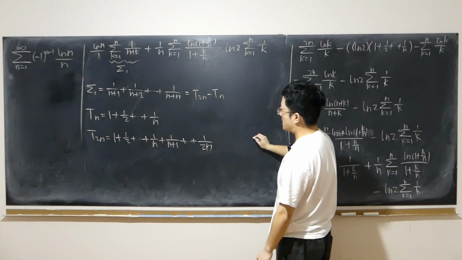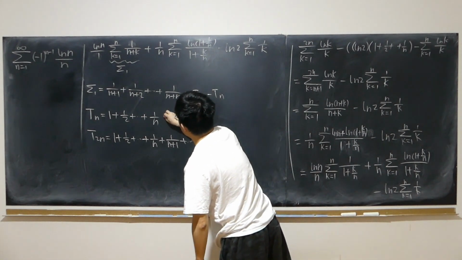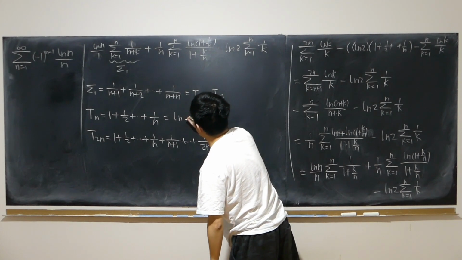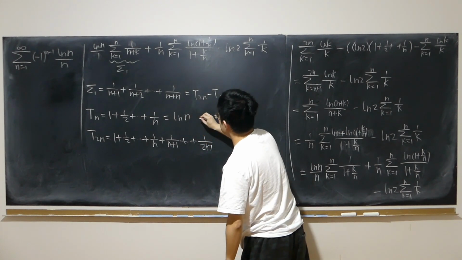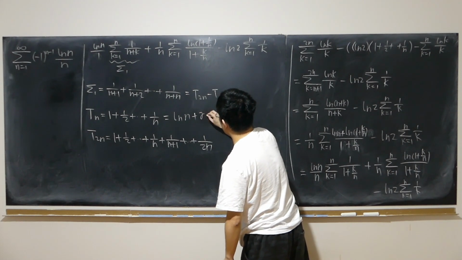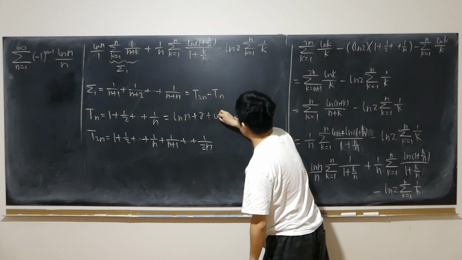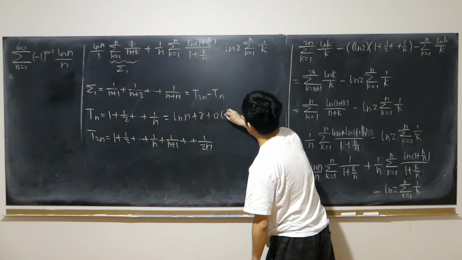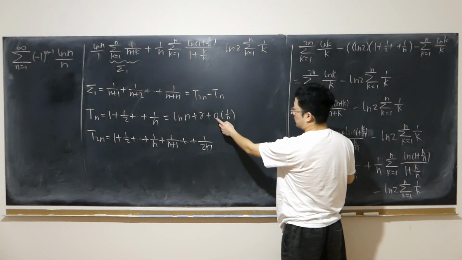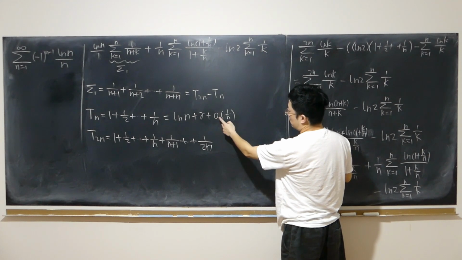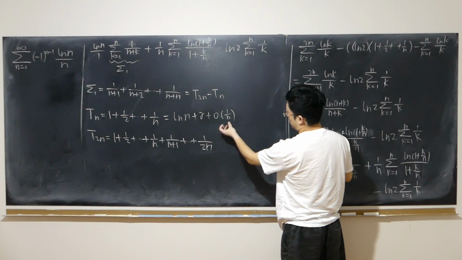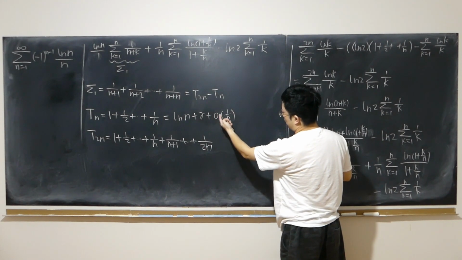But we also know that this is a famous, well-known sum: equal to log n plus the Euler constant gamma plus big O of 1 over n. Big O means just a bounded sequence, it doesn't have to be unique. You can treat it as a bounded sequence as n approaches infinity. It's always bounded no matter what, regardless of the value of n.